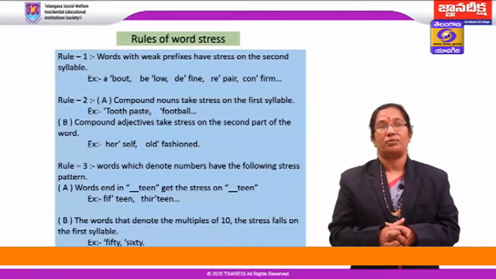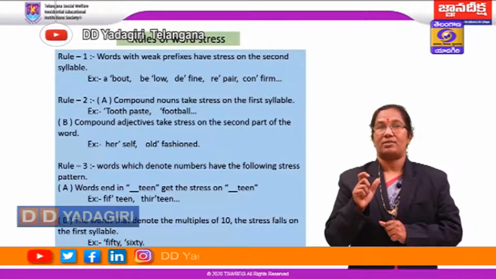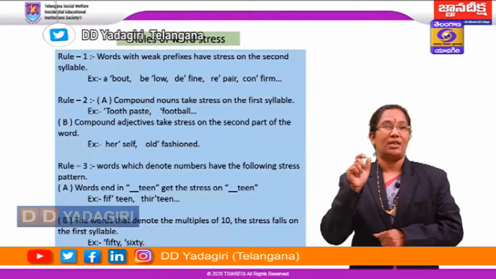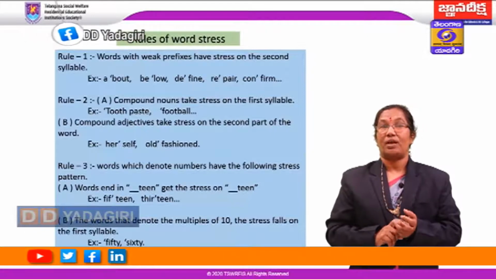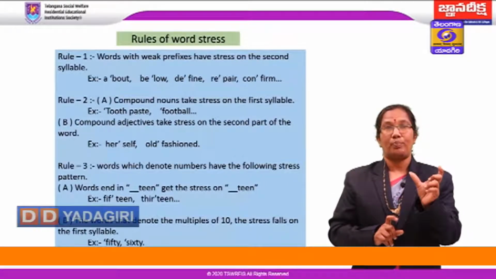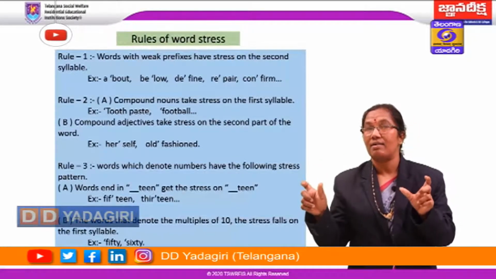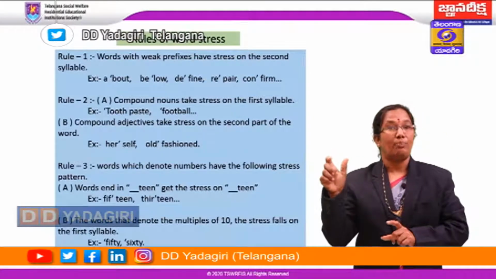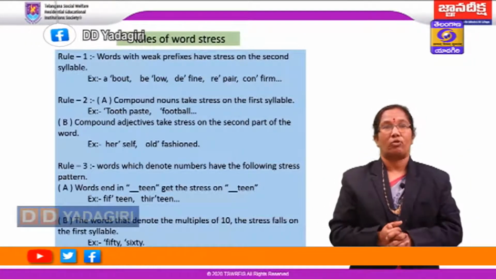Shall we move on to Rule 2? Yes. Compound nouns take stress on the first syllable. Can you give an example for compound nouns? Blackboard, dining table. Good. So look at the examples. Toothpaste, football. You can have many other compound nouns, but the stress falls on the first syllable. So the very first syllable takes the stress in the case of compound nouns. You can list out some compound nouns and try to put correct stress on the first syllable.